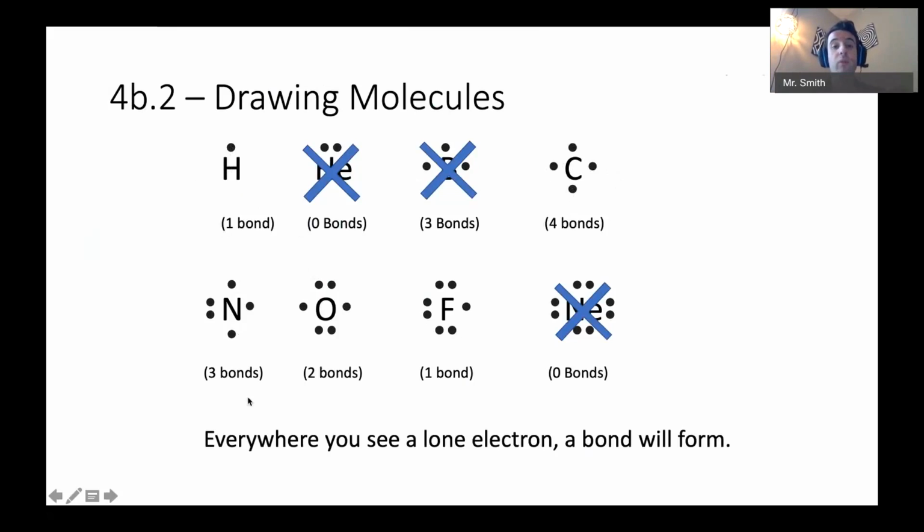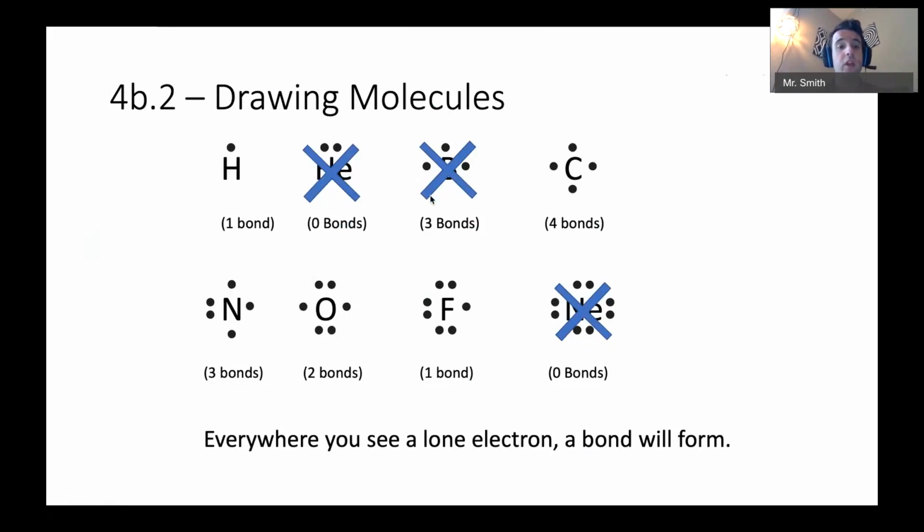Nitrogen over here is going to form 3 bonds. It's got 5. 3 more lines is going to give it a total of 8. Oxygen is going to form 2 lines to get a total of 8. And fluorine is just going to form 1 line to get that 1 extra electron. Neon and helium both don't form any bonds, and boron's kind of weird. It sometimes forms stuff. That's why we're not going to talk about it.